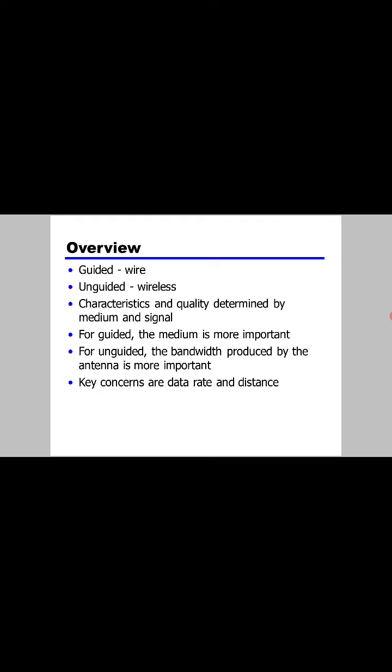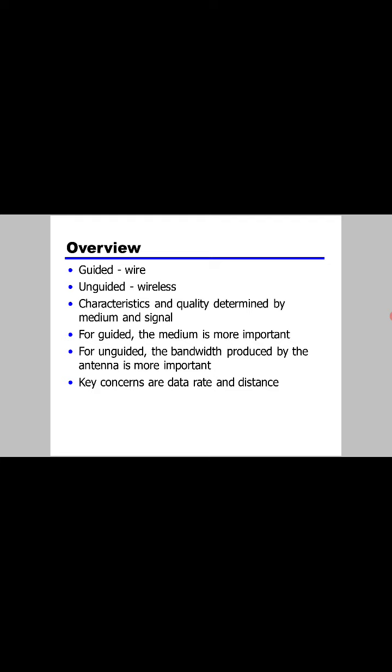Generally, the characteristics of the transmission media and the quality of the transmission are determined by the medium used and the signal available. So for guided media, that is wires and cables, the medium is more important. For unguided, that is wireless, it is generally represented with bandwidth. It is a key term used, bandwidth. What is bandwidth? It means the speed of the transmission.